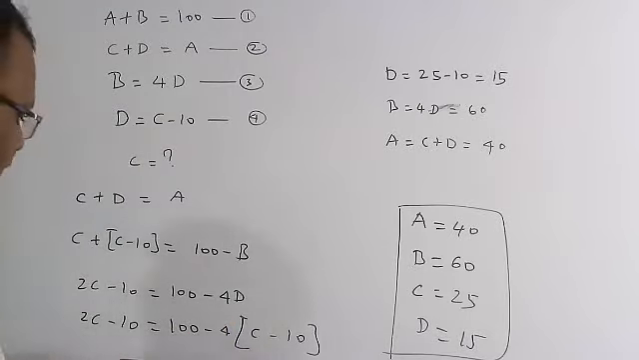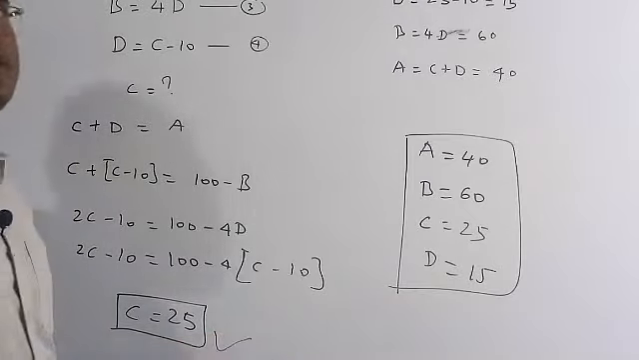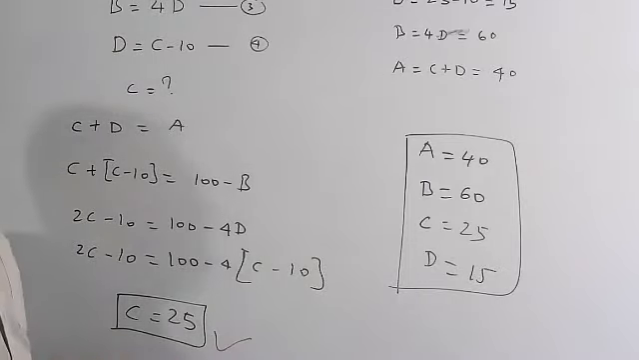So 100 minus 4 into C minus 10. And if you see carefully, there is only one equation with only one unknown. The one unknown is nothing but C. And if you solve this equation, we are going to get C is equal to 25 marks. So therefore, the marks scored by the person C is 25 marks. And this is the correct solution of this question, and let's do more analysis in order to get the marks scored by the remaining people also.